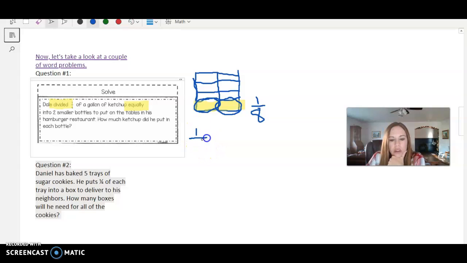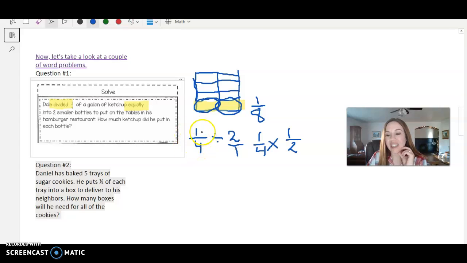We have 1/4 of a gallon that's getting divided up into two equal groups. So when we divide fractions, we keep the dividend and multiply by the reciprocal. So we keep our dividend, which is 1/4, and we multiply by the reciprocal of 2. Well, what is the reciprocal of 2? We can find it a little easier by turning 2 into a fraction. And now let's flip it. Put the 1 on top and the 2 on bottom.